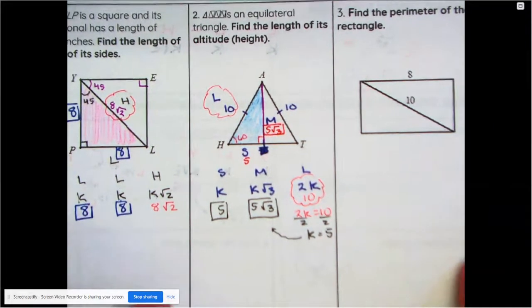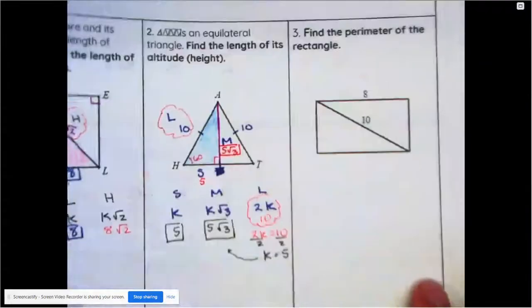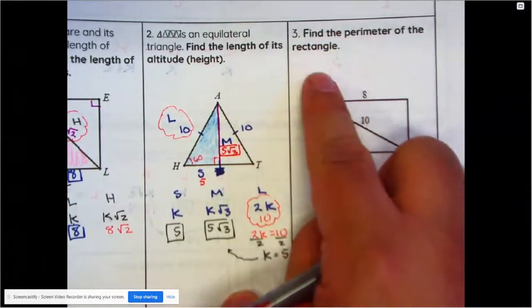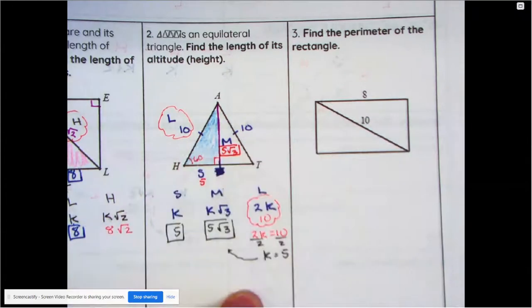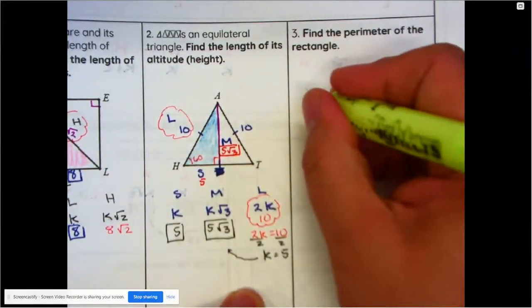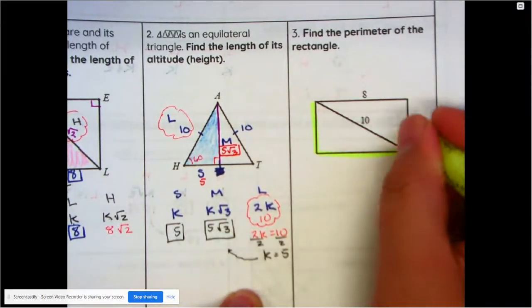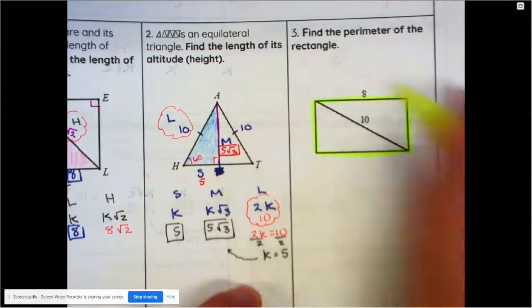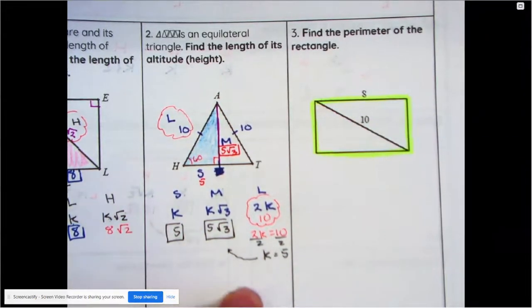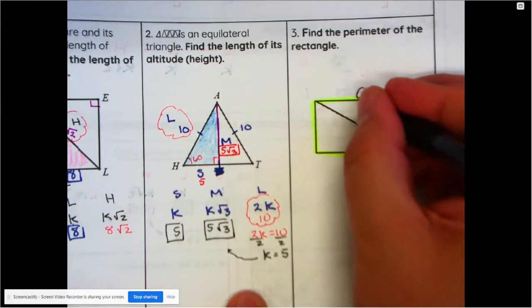And finally, last question of the week here. It says, find the perimeter of a rectangle. Well, first of all, perimeter means they want me to add up all of these, not the diagonal. They're trying to build a fence around this rectangle here. Well, I already know one of my numbers is 8, so that's good.